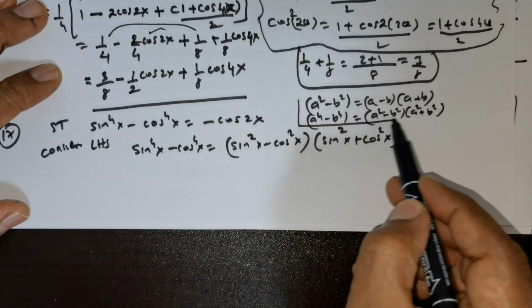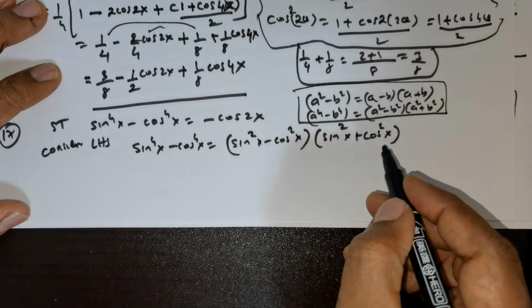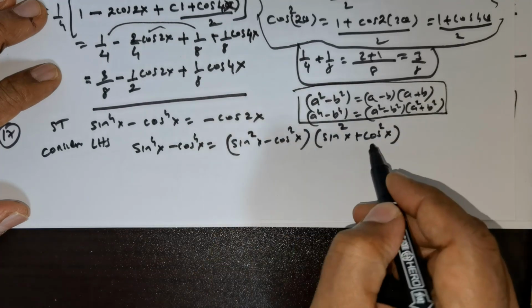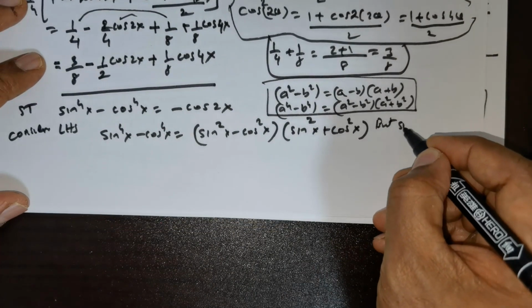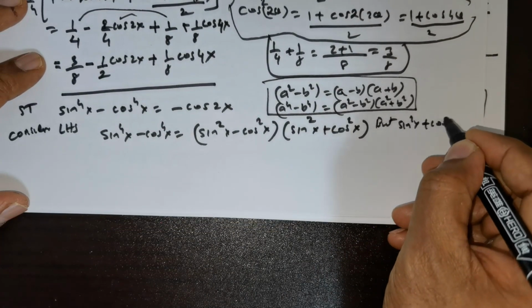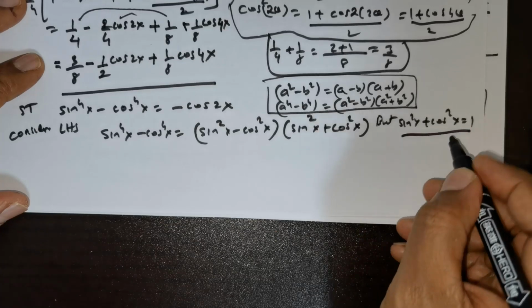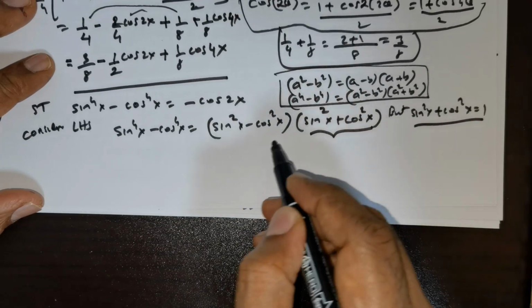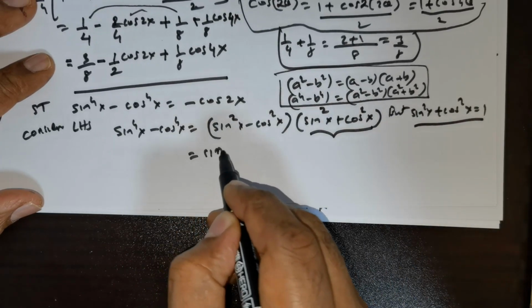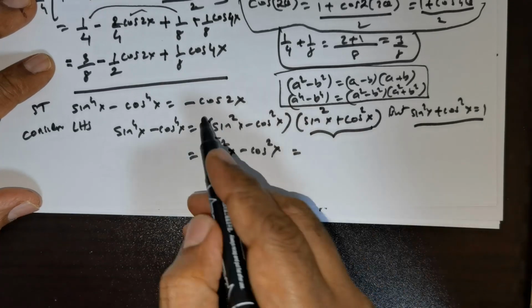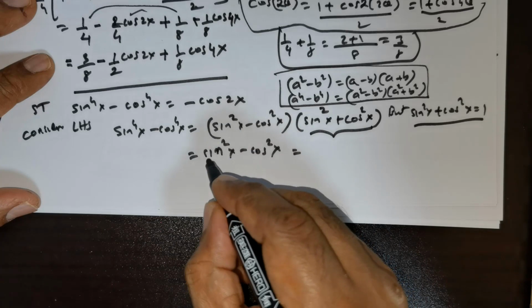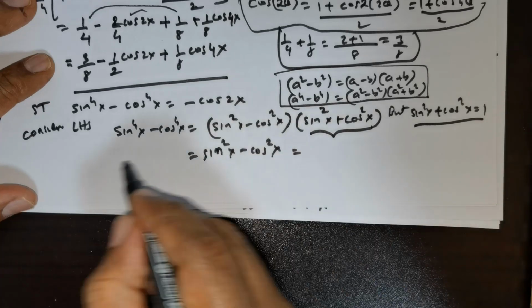Right, simple algebra. So by that I am able to get this. But sine squared x plus cos squared x is equal to 1. So this would become 1, leaving us with sine squared x minus cos squared x. But I need to get cos 2x. So I'm going to utilize this property.